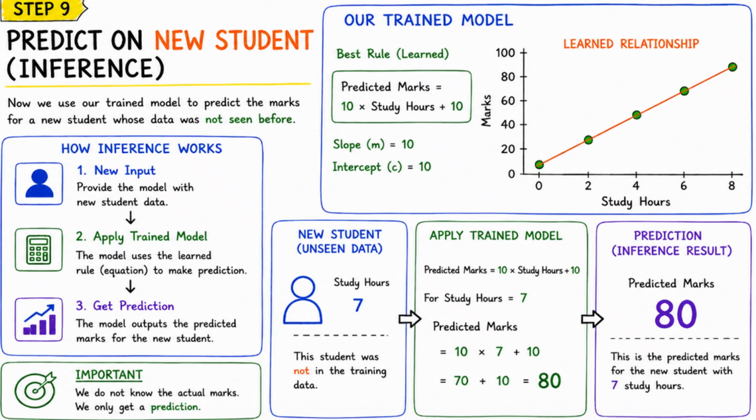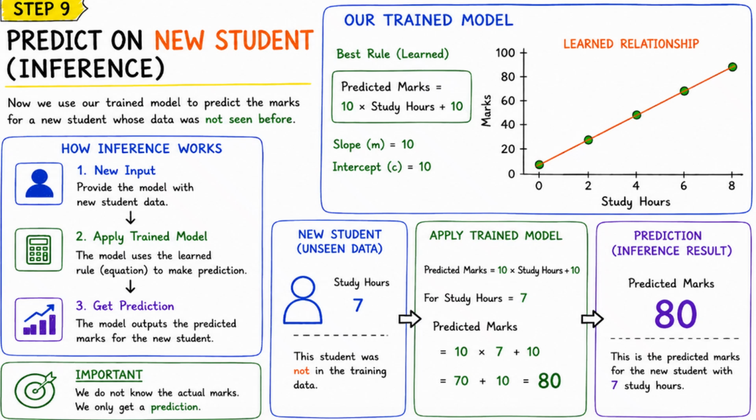Suppose we have a new student who studies 7 hours. Notice that this student was not part of the training data. The model has never seen this example before. We apply our trained model, predicted marks equals 10 times study hours plus 10, and we get 80. So the model predicts that this student will score 80 marks.